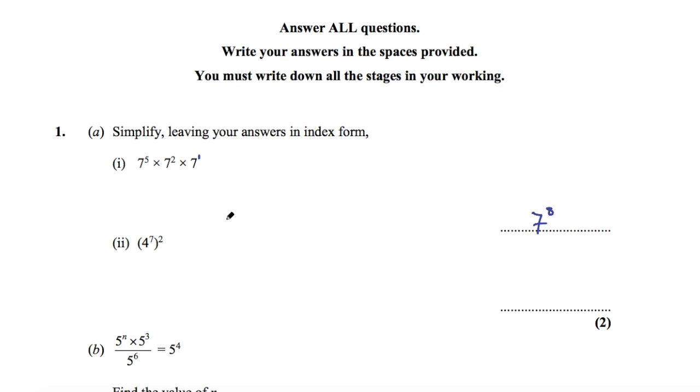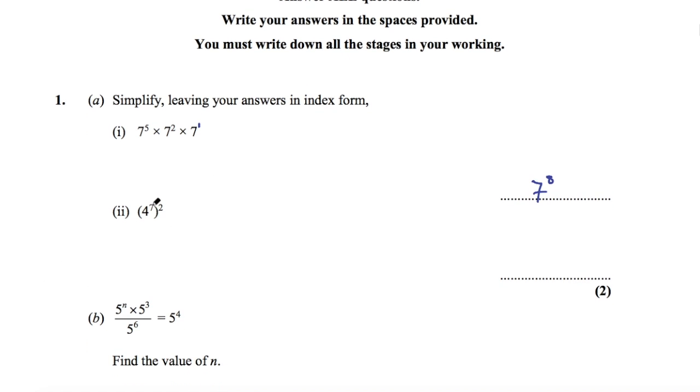And then when we have brackets like this, 4 to the power of 7, and that's raised to the power of 2, this is like multiplying the exponents. So that's going to be 4 to the power of 14.